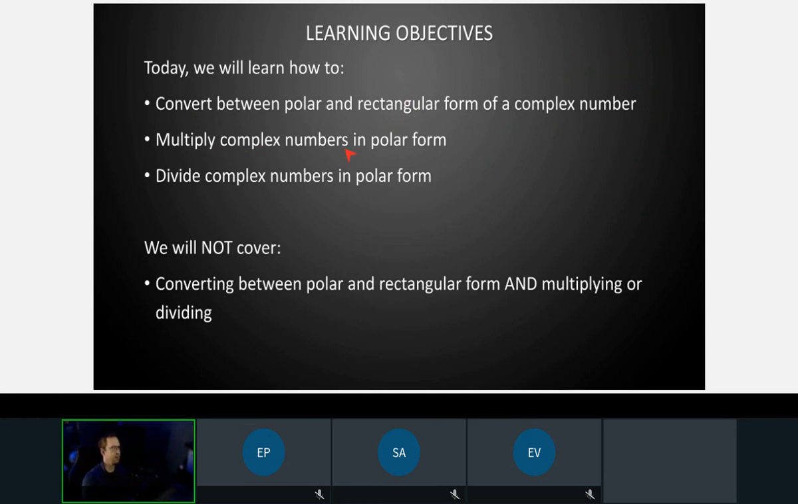We'll multiply complex numbers in polar form. We'll also divide complex numbers in polar form. And really, these are pretty easy. It's the conversion that can be tedious and a lot of work, but multiplying and dividing is pretty simple once you're in polar form. We will not be covering converting between polar and rectangular from multiplying or dividing.